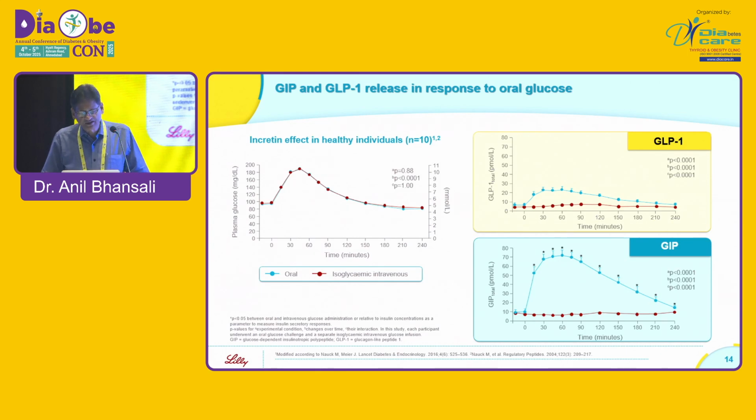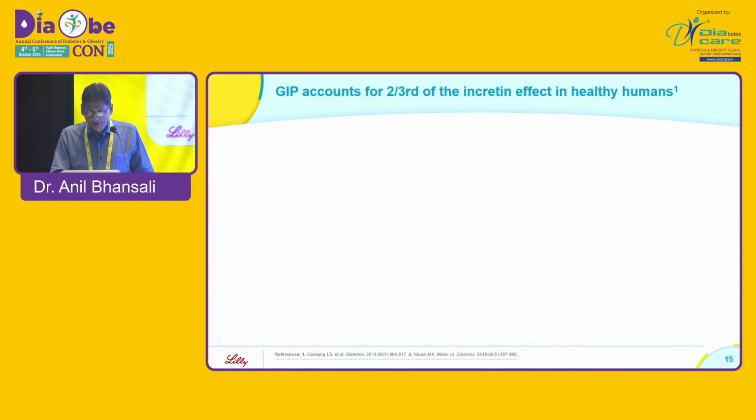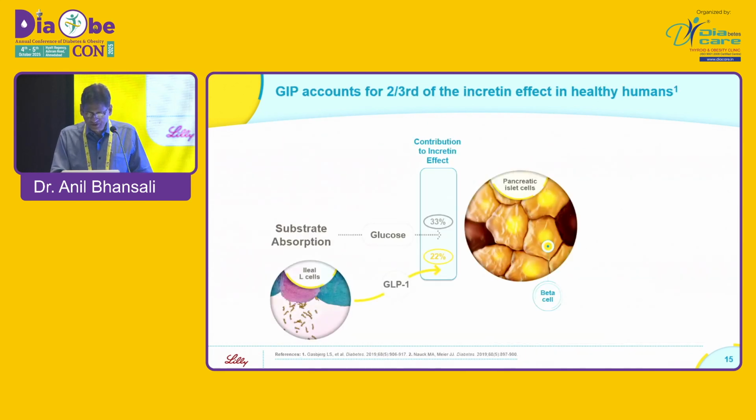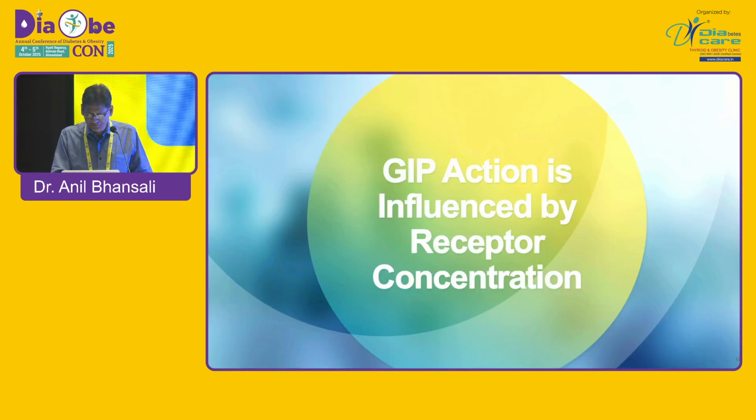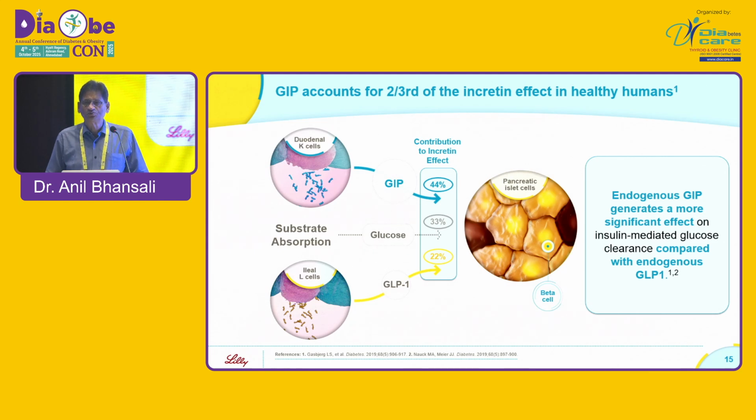You can see the incretin effect in healthy individuals in response to oral and IV glucose, but the GIP response is certainly larger or greater as opposed to GLP-1. You can see on the left-hand side. In percentage terms, GIP contributes around 2/3 of the post-meal insulin secretion, GLP-1 around 1/3, and the rest is glucose.